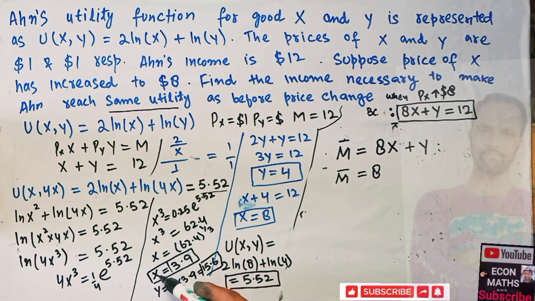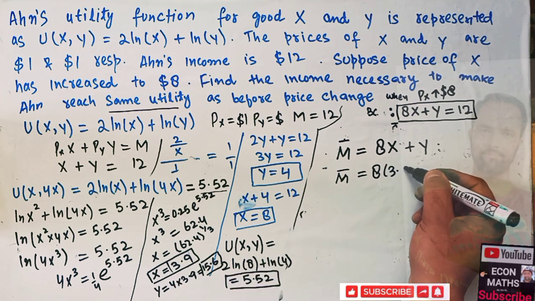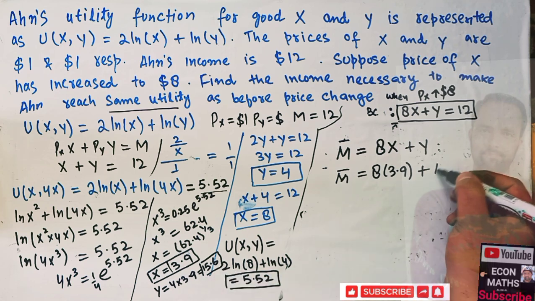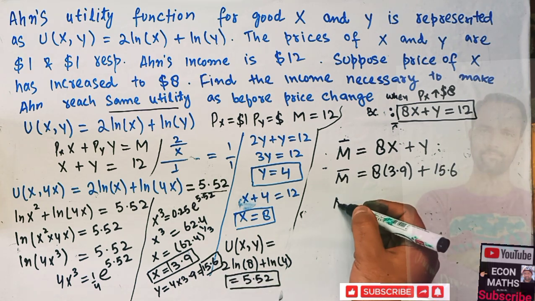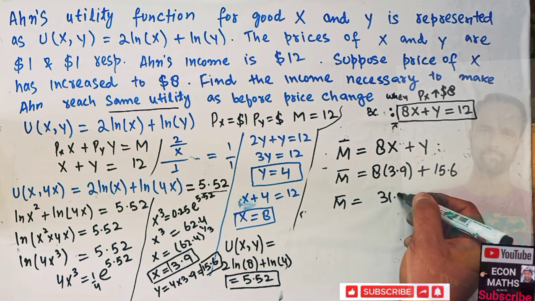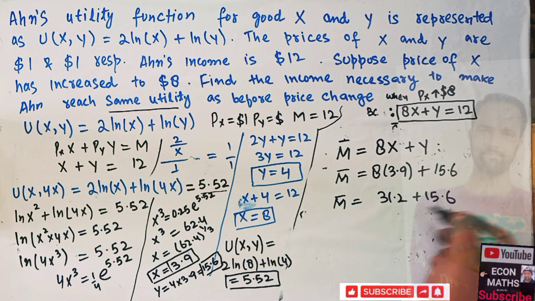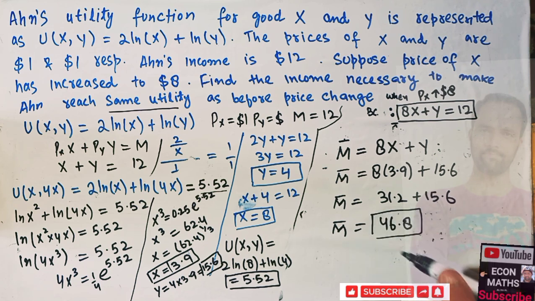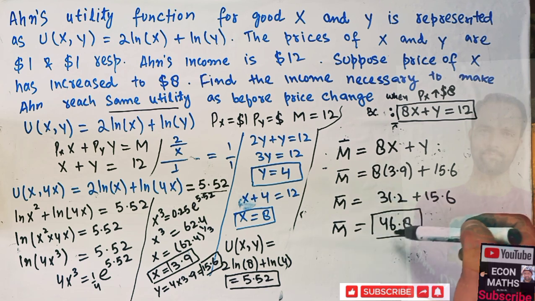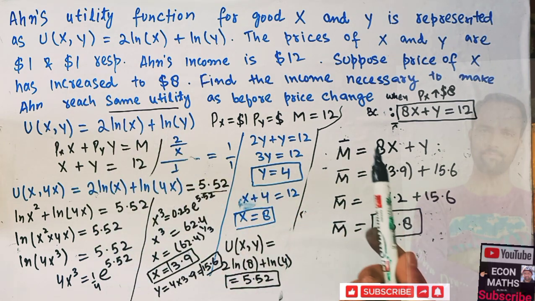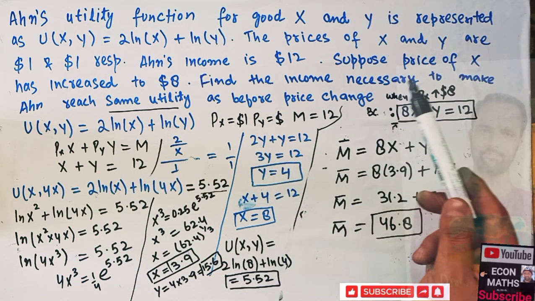What is the new consumption bundle? That is 3.9 of x plus the units of y he is consuming, 15.6. That means the income that he should have, 8 into 3.9, this is 31.2, plus 15.6. That means the new budget for the consumer should be equal to 46.8. So the consumer needs $46.8 to get the same utility as he was getting before, after the price change.